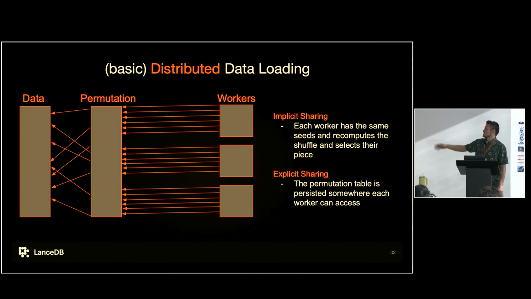With an explicit permutation, it's usually a bit more straightforward. It's just a table. All of your workers have pointers to that same permutation table. All they need to know is where do I start and where do I stop? So they can take that slice and figure out what data they need to read. There are a lot of ways you can make this more complicated, and I will briefly touch on that in some of the later slides, but this is the basic idea.